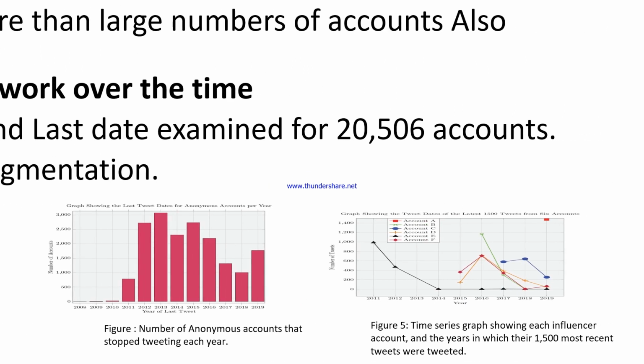So account A was created in 2015 and its number of tweets increased until 2016. After that, the number of tweets is decreasing. The same happens with account E. It had the highest number of tweets in 2012 and 2011, but after that its number of tweets is decreasing.